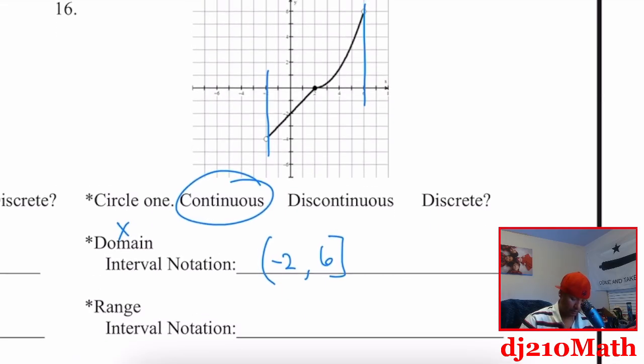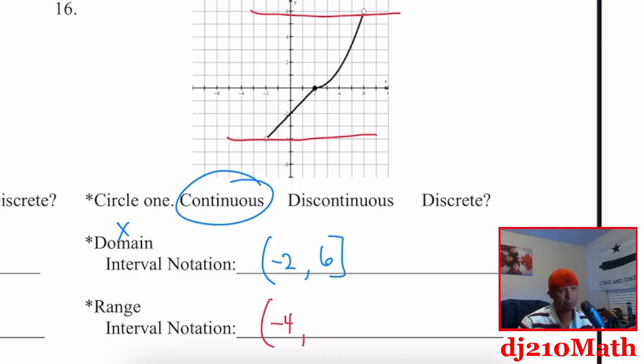For the range, we're using the most bottom, what's being used, to the most top. So the smallest y value that is used is negative 4 with a parentheses because it's an open circle. The largest y value used is 6. Again, open circle. So parentheses.